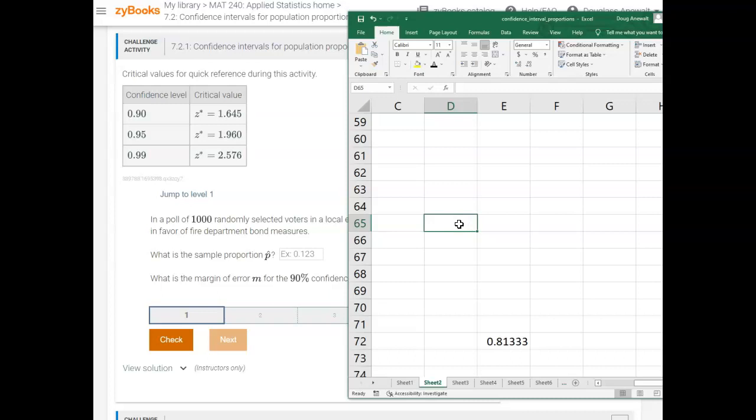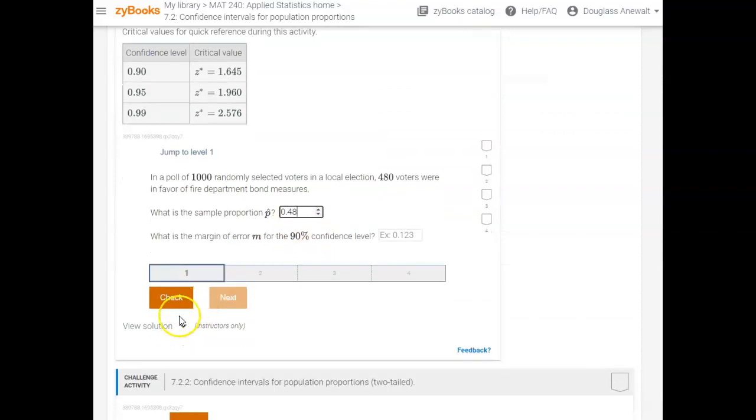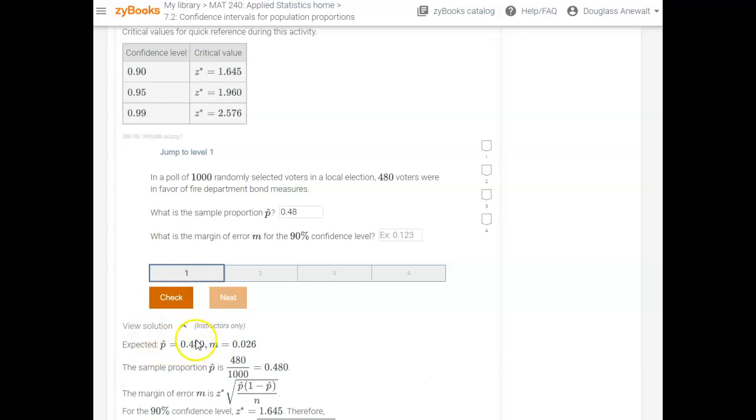So we had 480 out of the 1,000 in favor of the fire department bond measures for this problem. So the sample proportion is 0.48, 480 out of 1,000. So that's what I would want to type in here, and just confirming that down here.